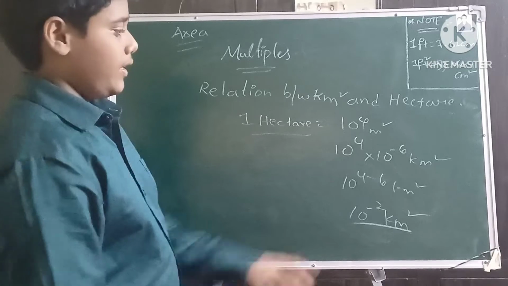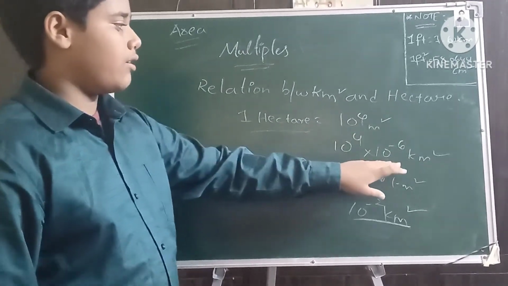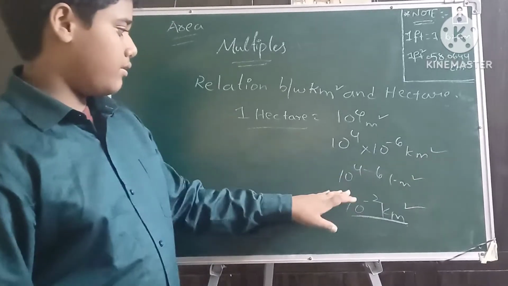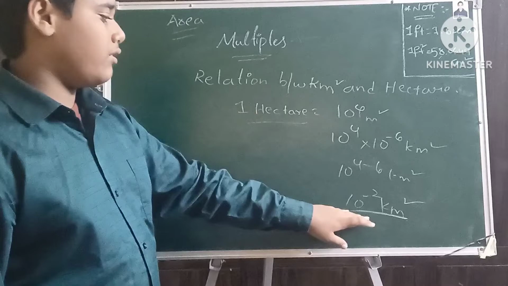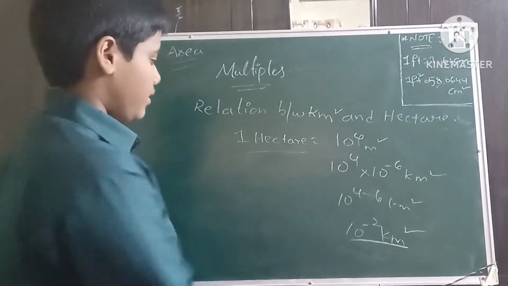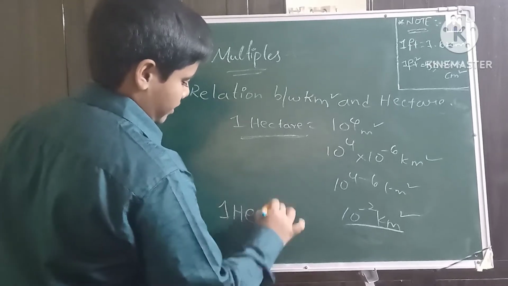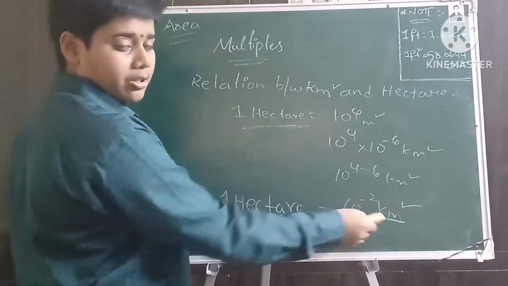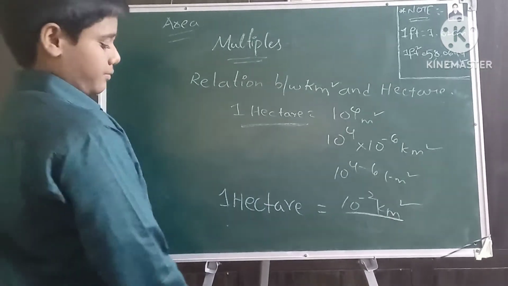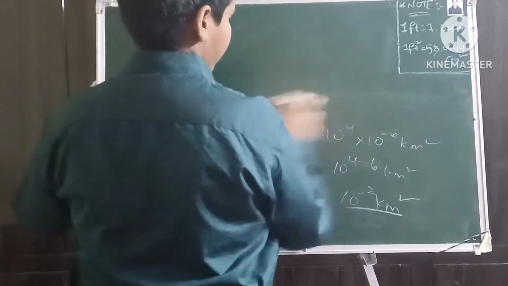Okay. 10 to the power of 4 meter square and 10 to the power of 4 into 10 to the power of minus 6 kilometer square. So 10 to the power of 4 minus 6, kilometer square, 10 to the power of minus 2 kilometer square. The relation between hectare and kilometer square is 1 hectare is equal to 10 to the power of minus 2 kilometer square. Okay. So multiples is completed.